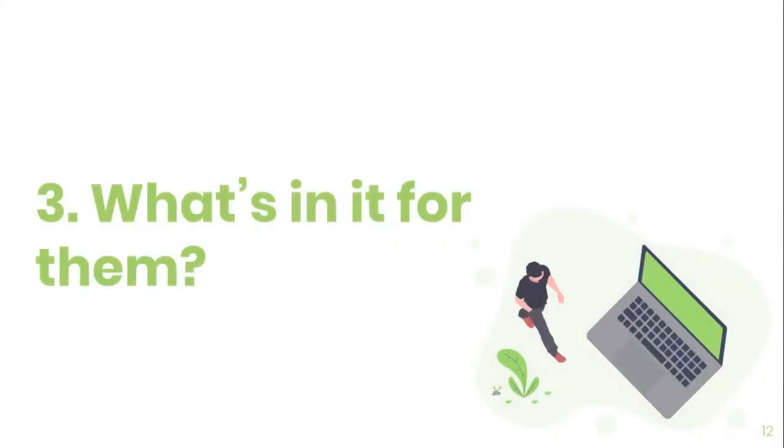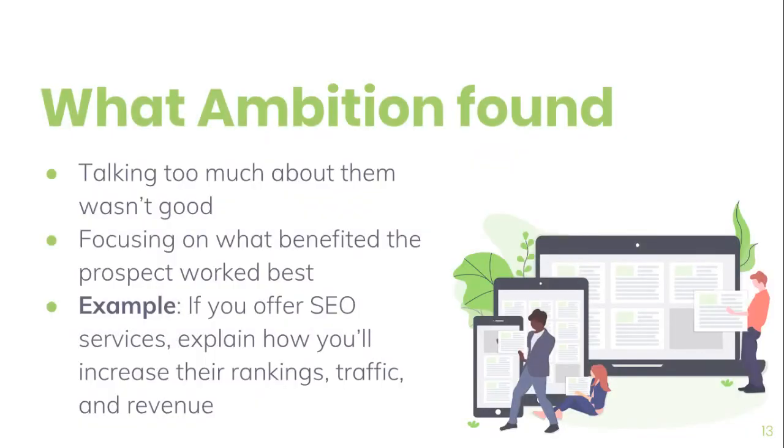So now the third thing I want to talk about is what's in it for them. This is a really big problem that I've done in the past, and I see a lot of people do this when they cold email, is they talk too much about themselves. They're not talking about the client and what's in it for them. So what Ambition found actually with their emailing is that talking too much about them and their features wasn't too good, but focusing on what benefited the prospect worked best. So not only when you emailed them mattered, but what the message was mattered just as much.